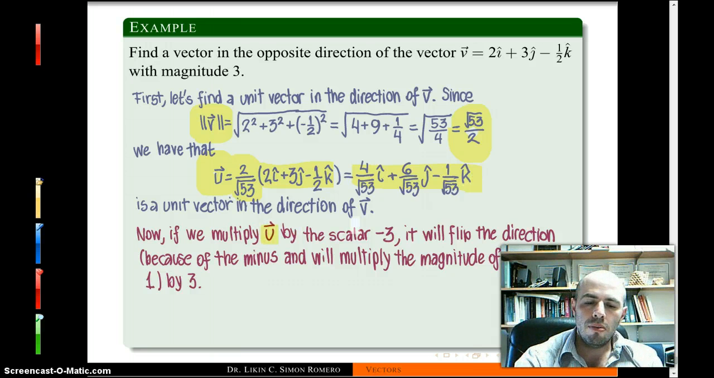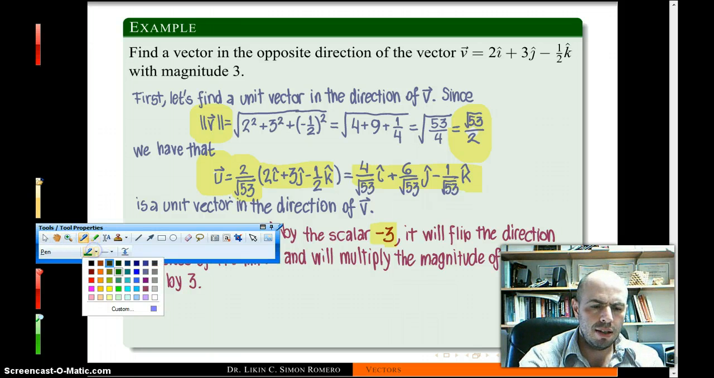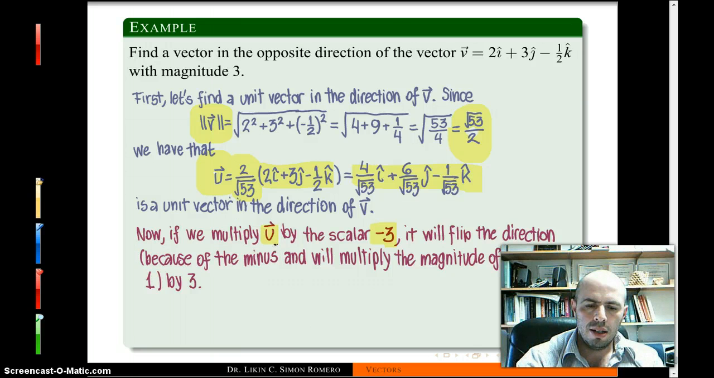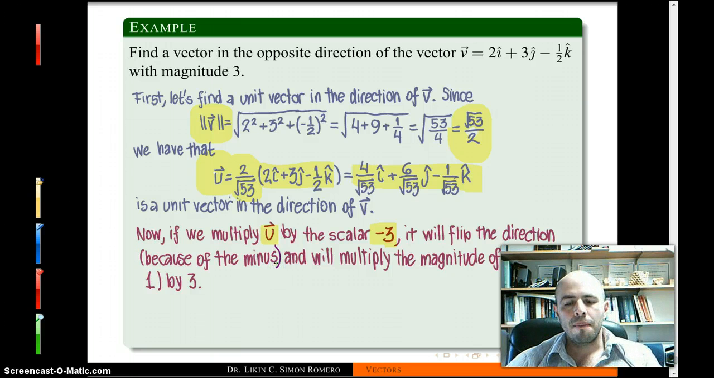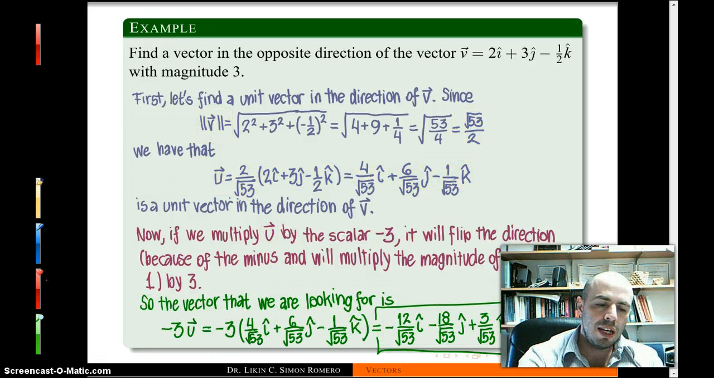Now if we multiply u by the scalar minus 3, we flip the direction because of the minus, and we multiply the magnitude of u, which is 1, by 3. Notice that I forgot my parenthesis here. I will put it right now. So the vector that we're looking for is minus 3 times u. Minus 3 because the magnitude we want is 3, and the minus is because we're flipping direction. So minus 3 times that gives you the vector that we're looking for.